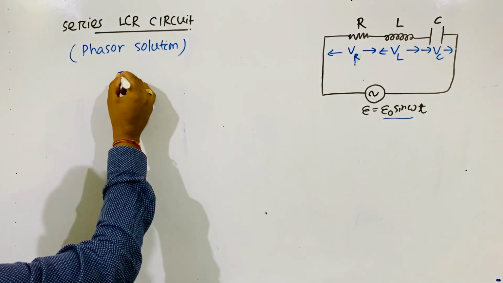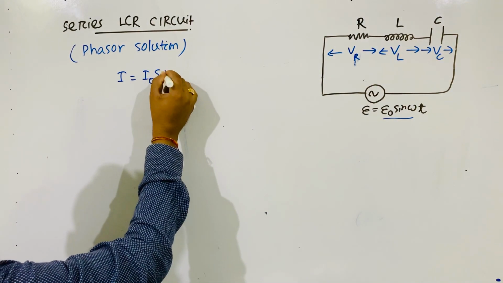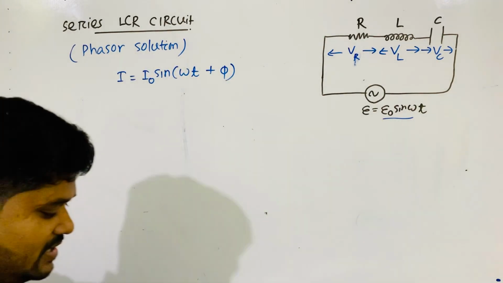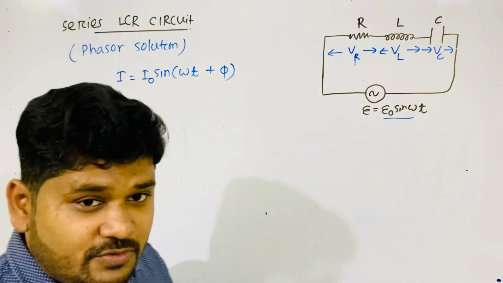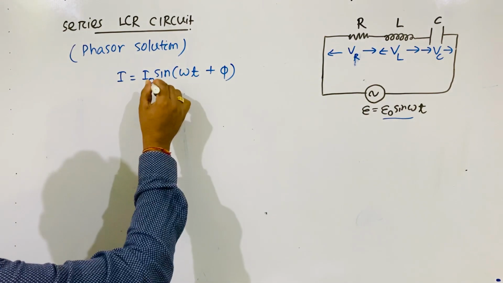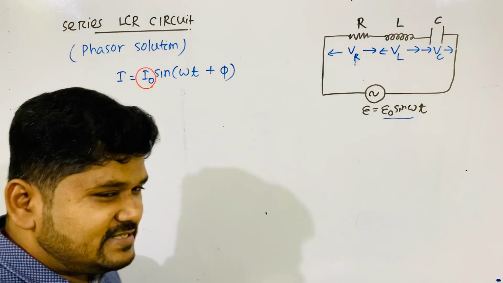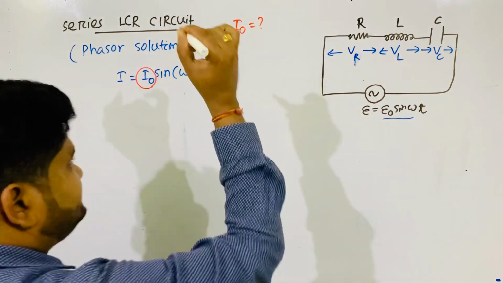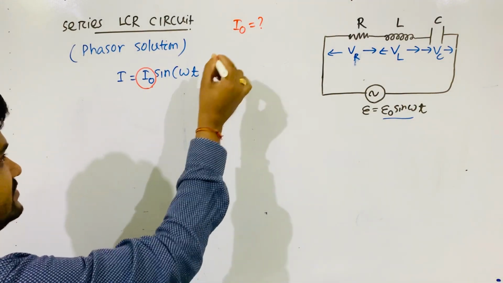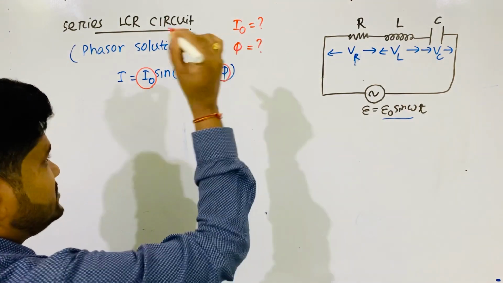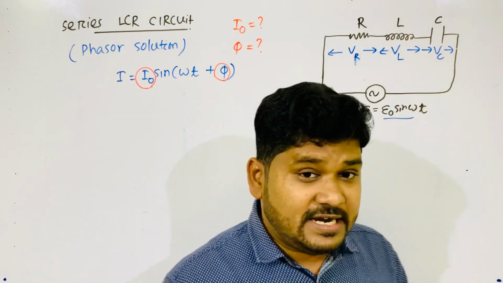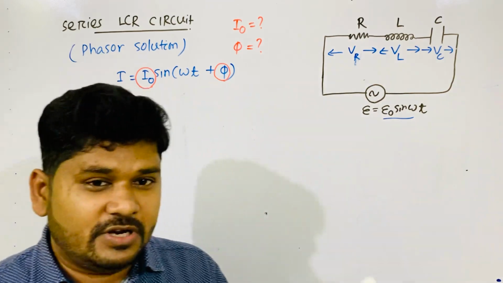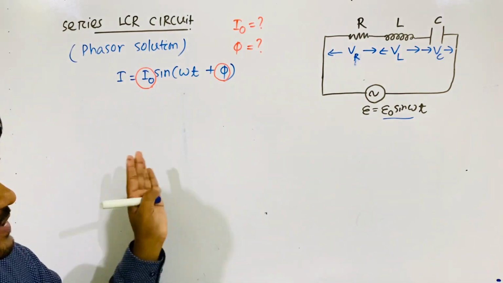Let the alternating current be given by I equals I naught sin(omega t plus phi). But the question here is: you don't know I naught, and you don't know phi. That is the question. When I get I naught and phi, then the derivation will be over, and then you will understand everything.